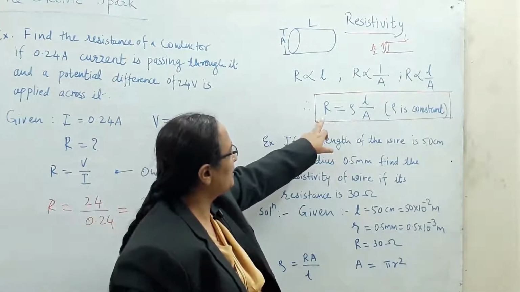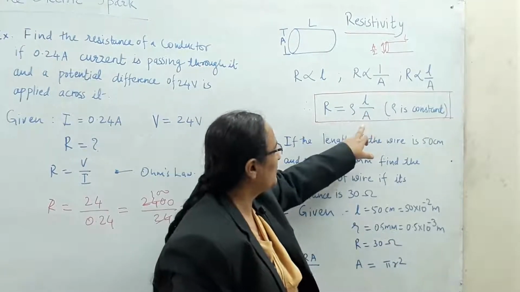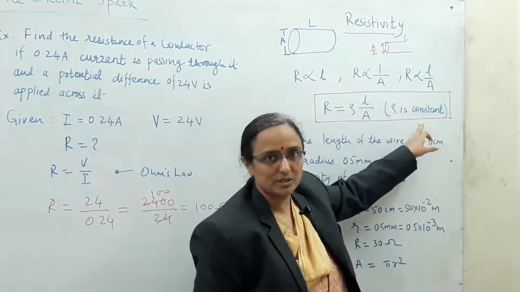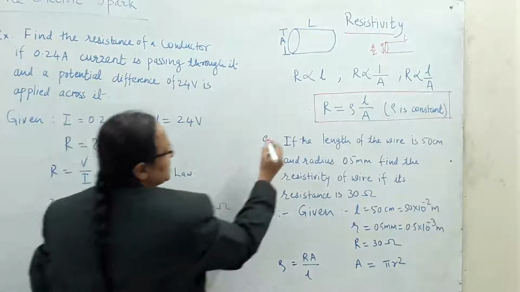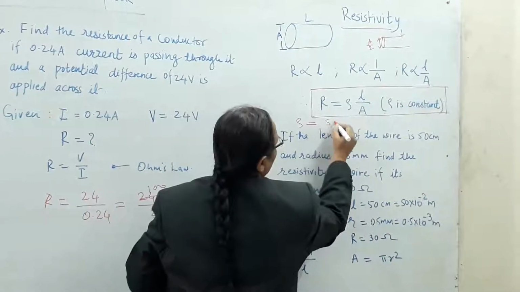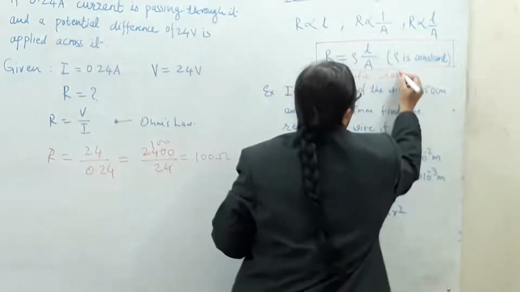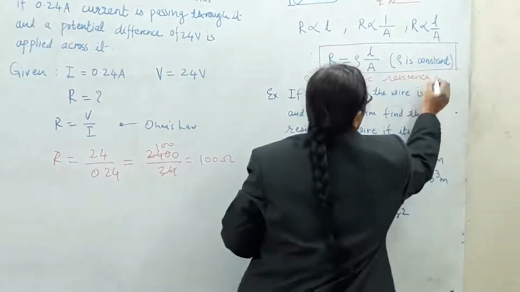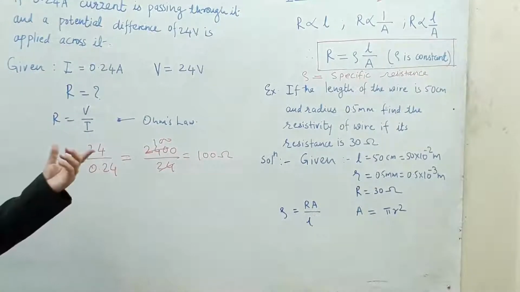This mathematically we can represent as R equals rho L upon A, where rho is a constant known as specific resistance or resistivity of the conductor. We will take the example.